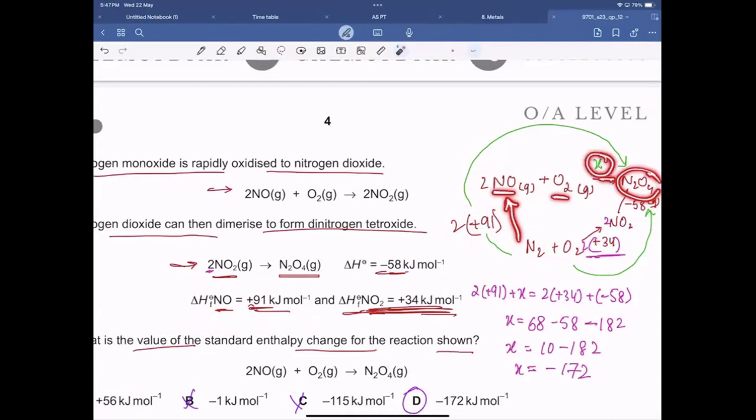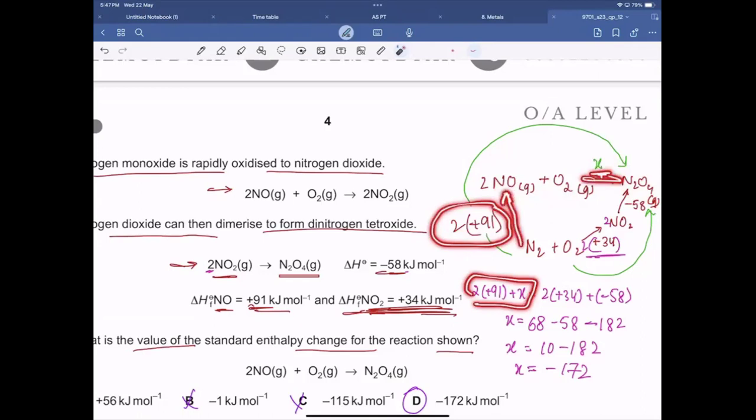And for that, I have to find the X. So it means that one part of the expression would be 2 times 91 plus X, because this happens and after this happens. Is this clear, Ashok?